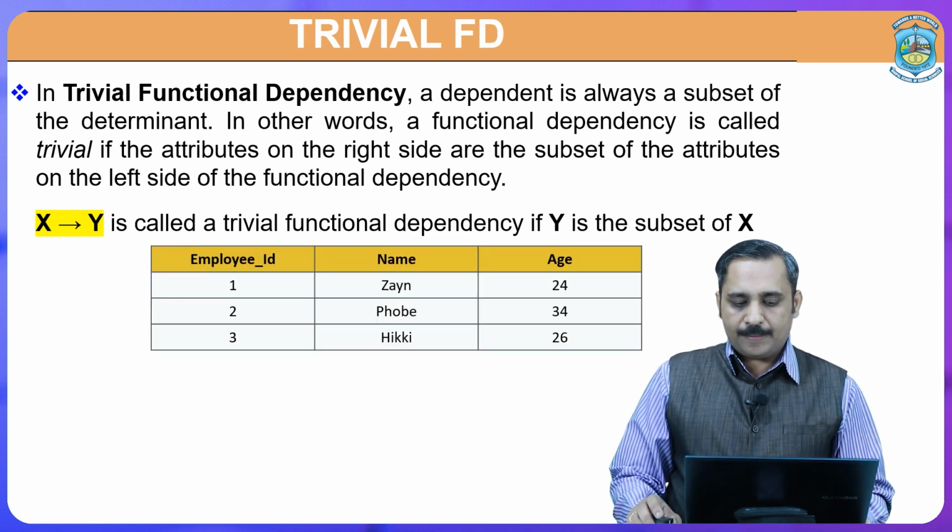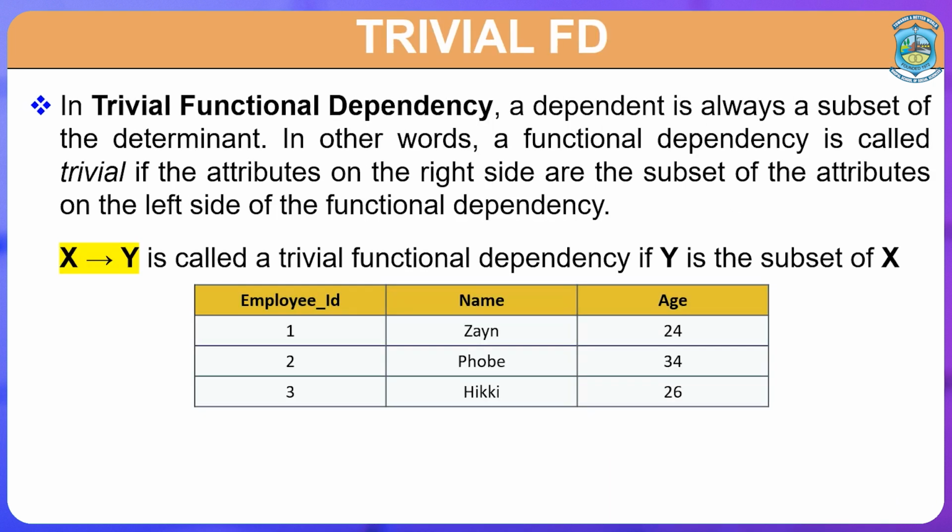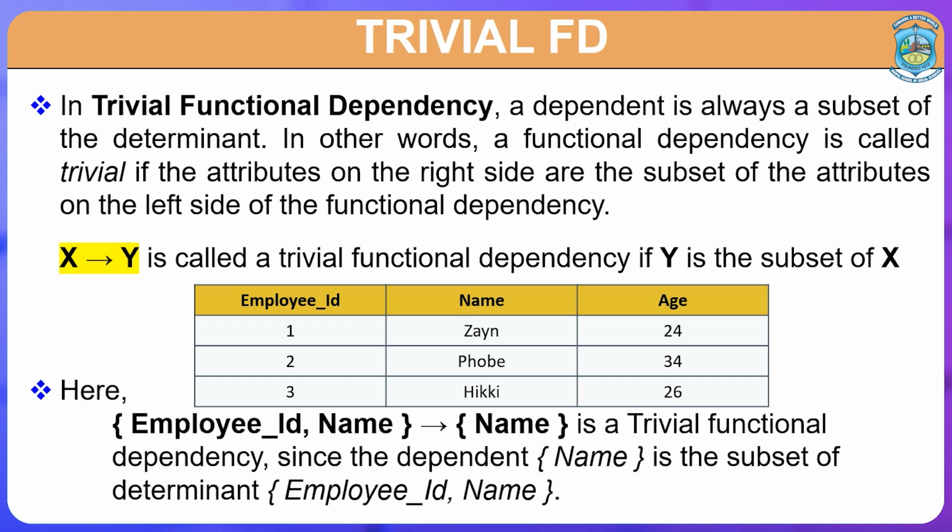For example, we have a table in which we have these columns as employee ID, name and age. These are the values here. Here the employee ID, employee name is a primary key which is constructed using just 2 fields together. It is a composite primary key, and on the RHS we have just name. Here if you notice, name is a part of the primary key because it is formed by 2 fields. So name is a subset of this set. Subset means part. Hence this relationship, employee ID comma name arrow name, is a trivial functional dependency.